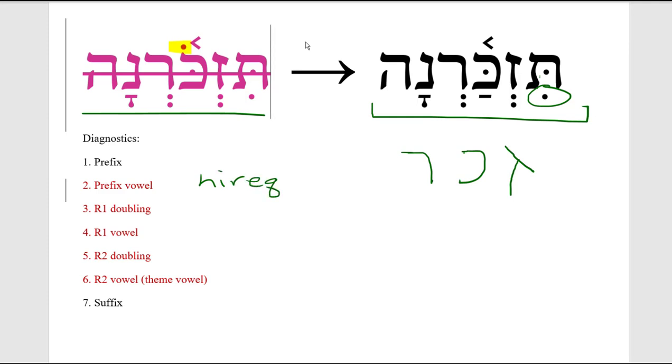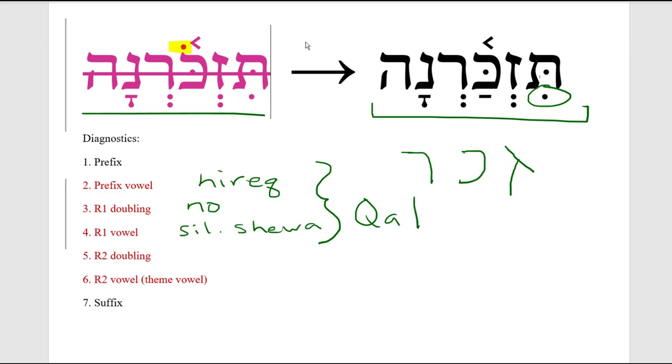Then we look at R1 doubling. There is no R1 doubling. The zayin has no dagesh forte, so no R1 doubling. And then we look at the R1 vowel, and that is a silent schwa. So that's a silent schwa. And that by itself, so just these 3 tell us that we have a Qal imperfect.